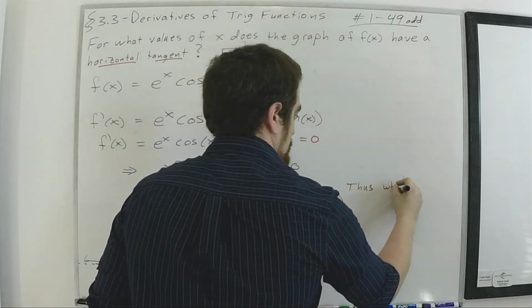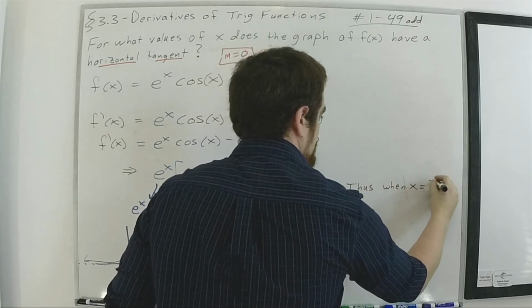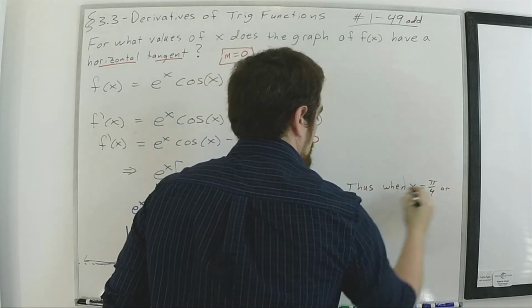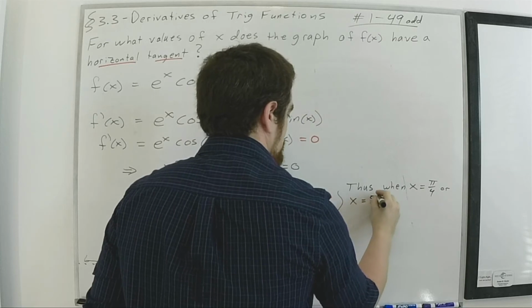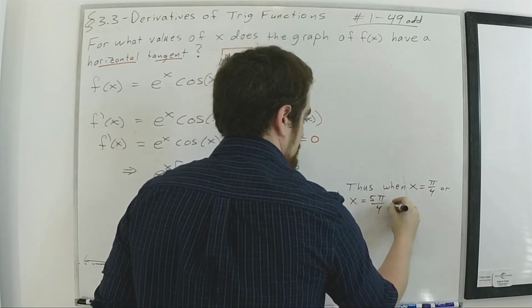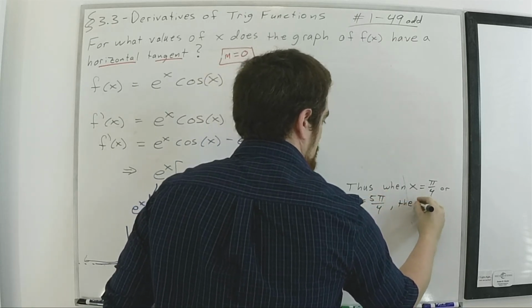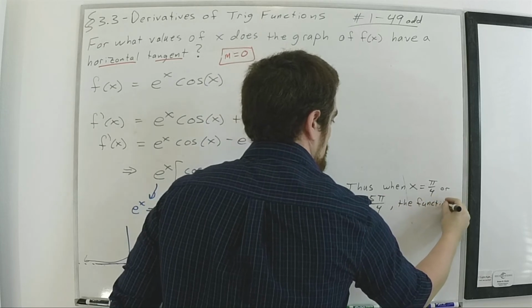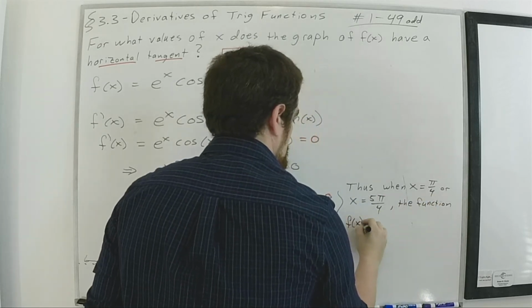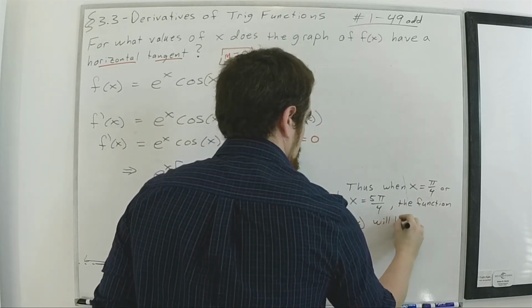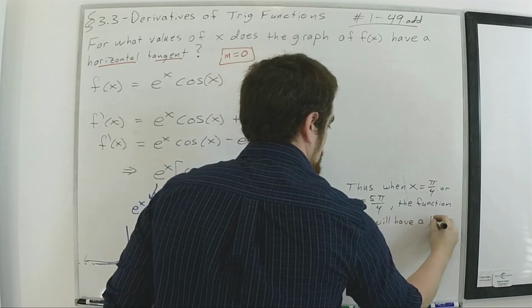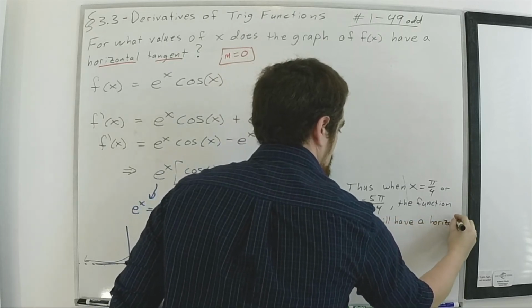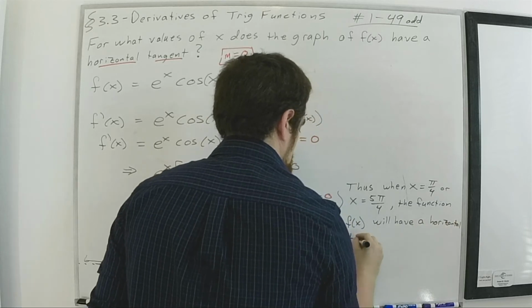Thus, when x equals pi over 4, or x equals 5 pi over 4, the function f of x will have a horizontal tangent.